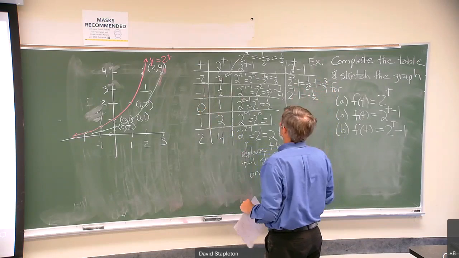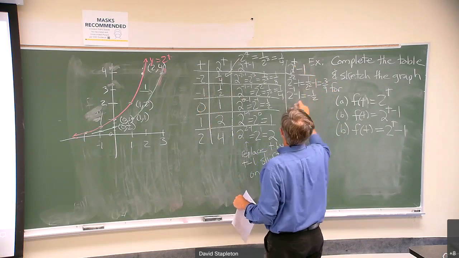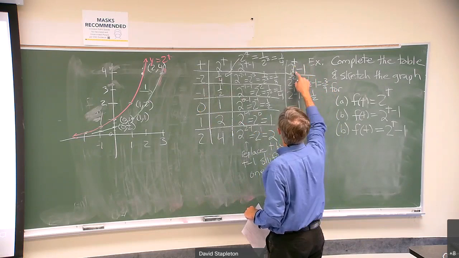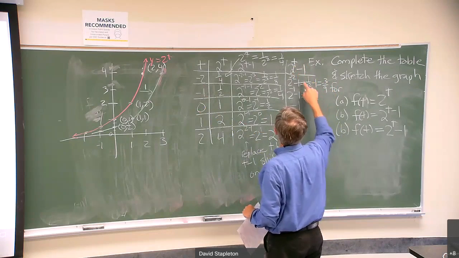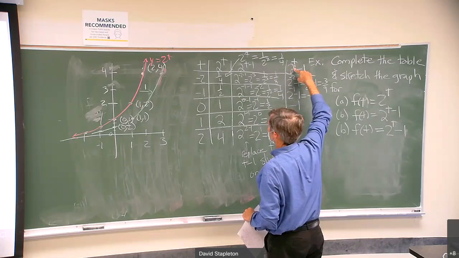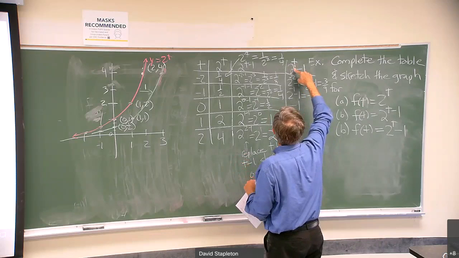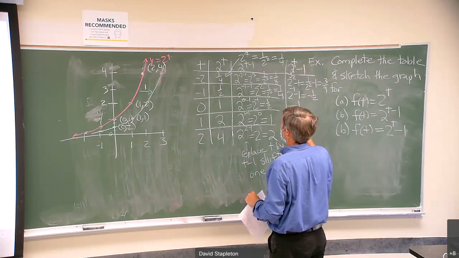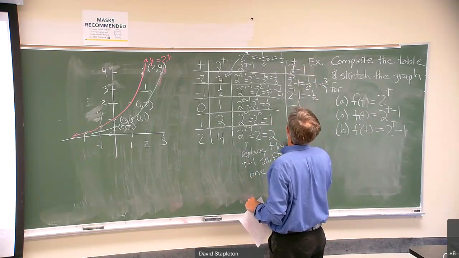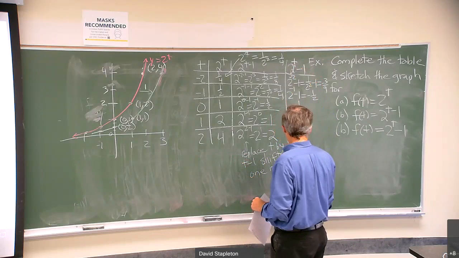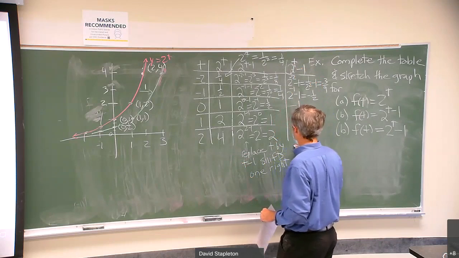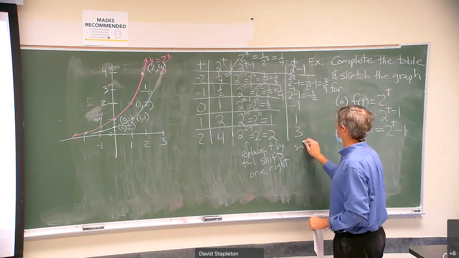And so on. 2 to the 0 minus 1 is -1. 2 to the 1 minus 1 is 1 minus 1, which will be 1. 2 squared minus 1 will be 3. So we can fill that in. But really, all those points, you subtract 1 at each.